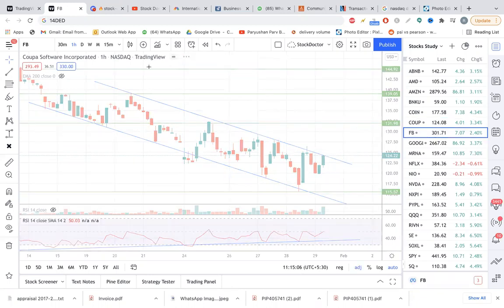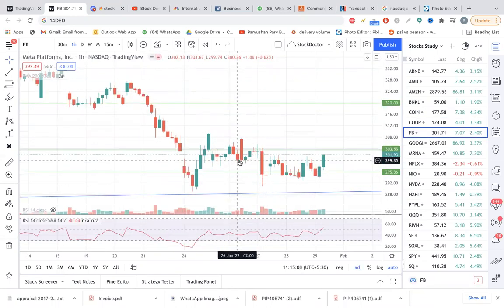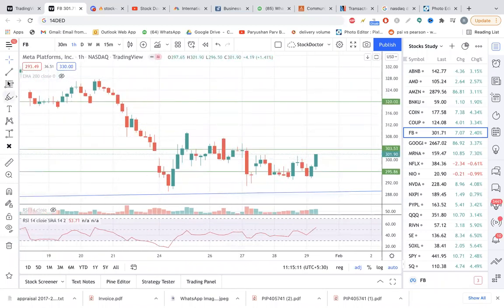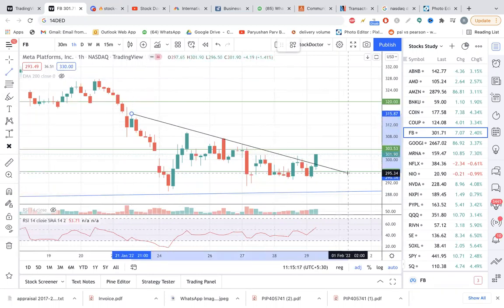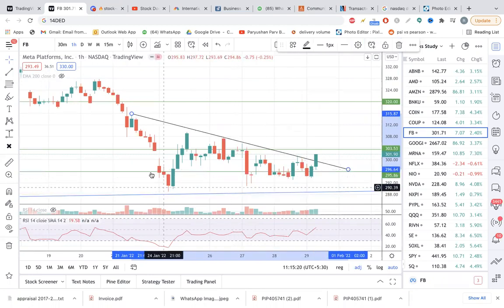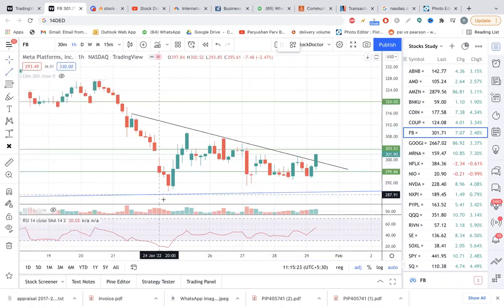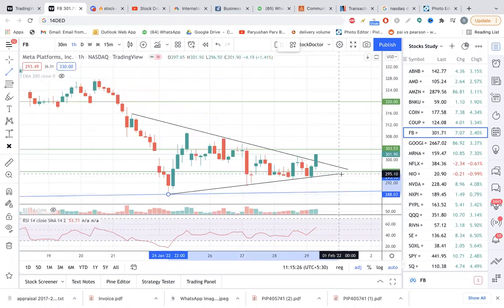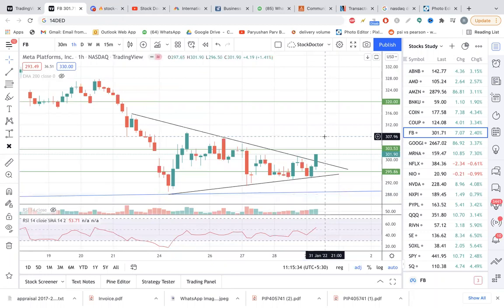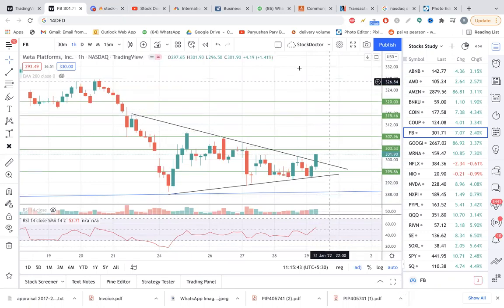The next we have is Facebook. You can see here a clear-cut breakout it has given. Somehow I missed the drawing here. Facebook has given a good breakout on the hourly time frame, and there is a high probability for Facebook to go towards 303, which is the immediate target, and then the second target is 307, the third target is 315, and the next target is 320. These are the short-term targets for Facebook.